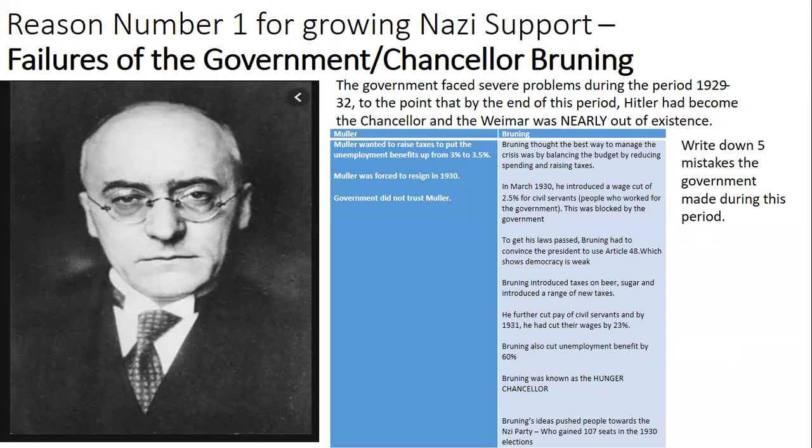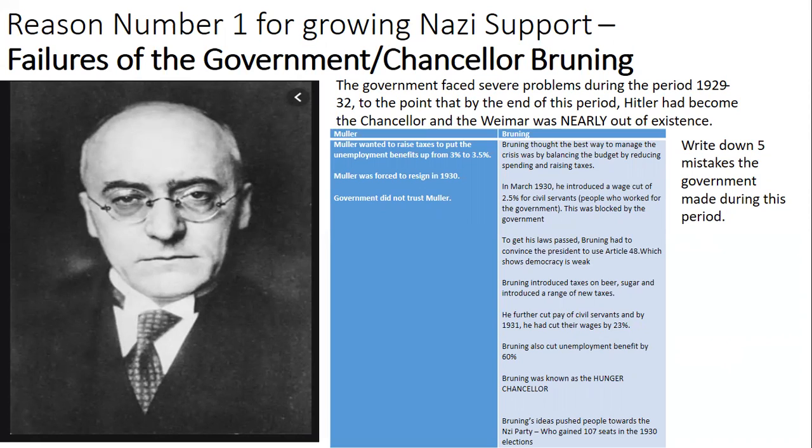Brüning, on the other hand, is absolutely integral. So Brüning thought that the best way to manage the crisis was balancing the budget by reducing spending and raising taxes. Don't forget that at this time, 6 million people were unemployed. So that causes significant problems. If you are raising the taxes and people cannot pay, it causes big issues.